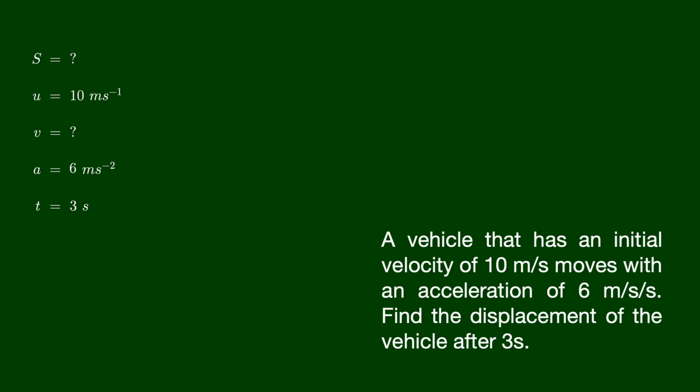The vehicle is moving with an acceleration of 6 meters per second per second. We can use this kinematic equation to find the displacement of the vehicle after 3 seconds. We get this expression for displacement when we substitute the SUVAT values in the equation. We can calculate the displacement of the vehicle as 57 meters. I hope the answer was clear. Let's look at another question.